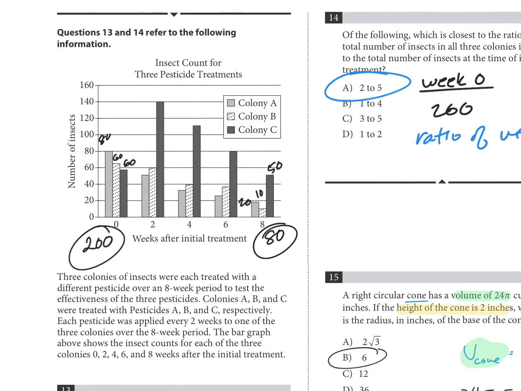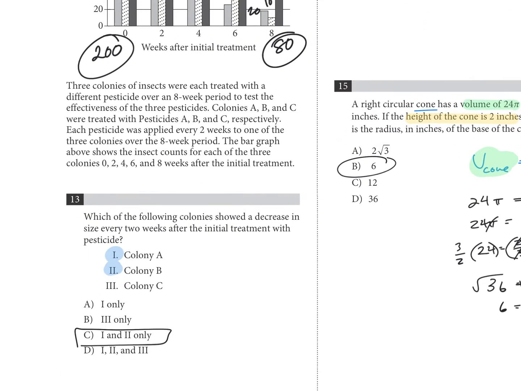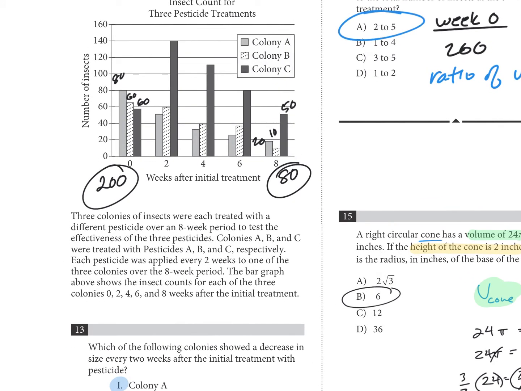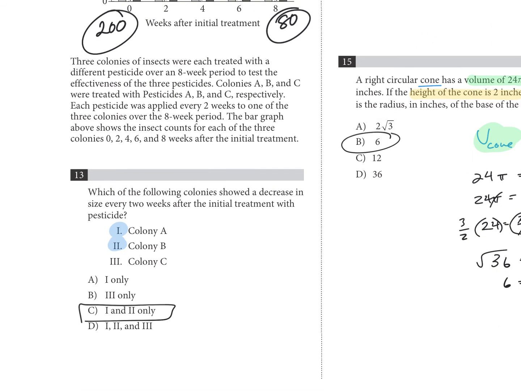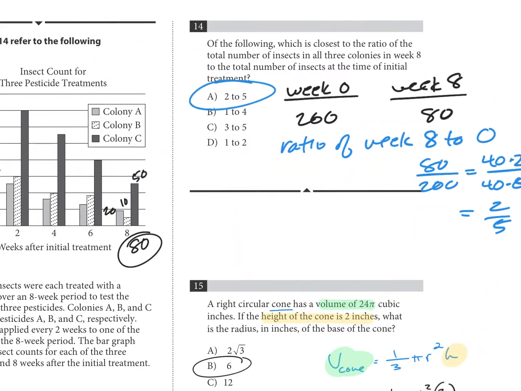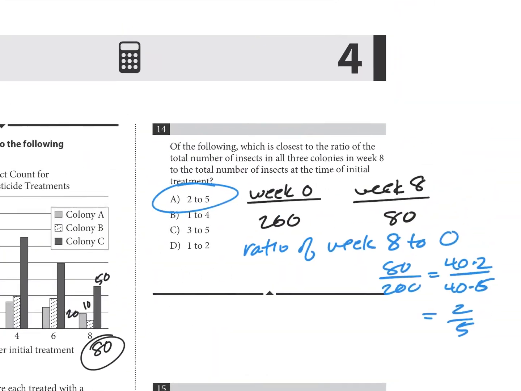So let's read the questions and see if we can figure out what they're asking. It says, which of the following colonies showed a decrease in size every 2 weeks after the initial treatment with pesticides? Again, that goes back to what we just said. The colonies that saw the decrease would be colony A, the lightly shaded colony. This dotted colony is definitely decreasing as well. However, colony C did not. So the answer would be colonies A and B. Colony C increased for 1 of the weeks. So that would be 1 and 2 only.